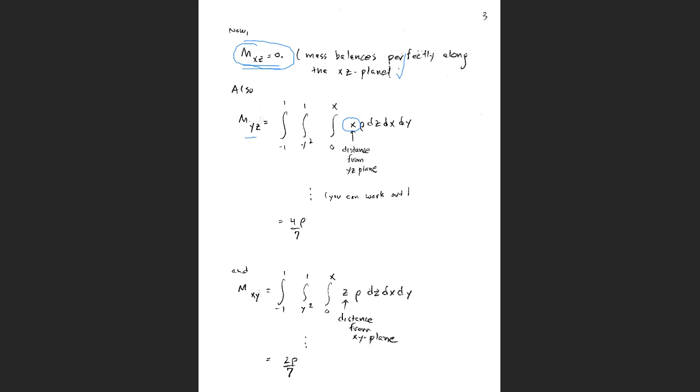The moments are the same triple integrals as the triple integral for the mass, except you have to insert an appropriate variable. Since x represents a distance from the YZ plane, we insert an x in here, and we compute this moment. And of course, the limits don't change. You can work it out and see that you'll get 4 rho divided by 7.